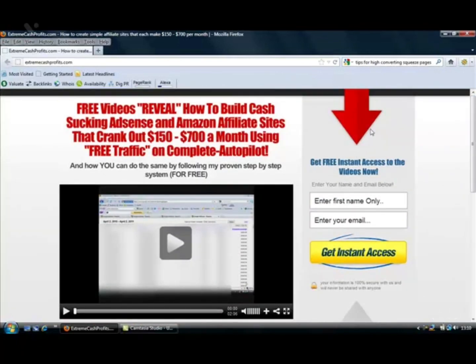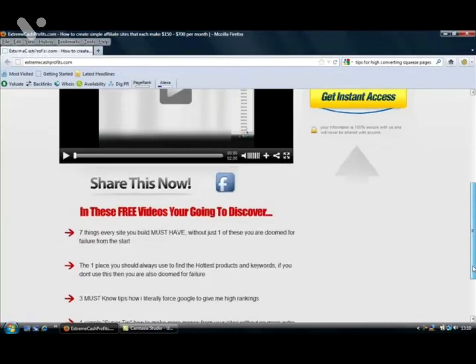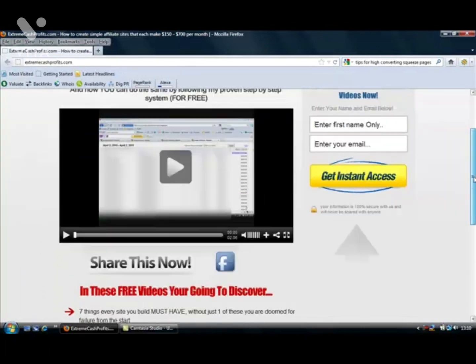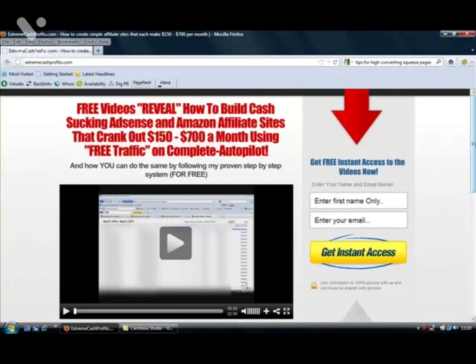It's got a professionally looking design template, so everything's clean, and it's even got a Facebook icon there, so people can share this page. So generally, if you've got a professional looking page, then it will convert a lot better than a general HTML ugly looking kind of page.